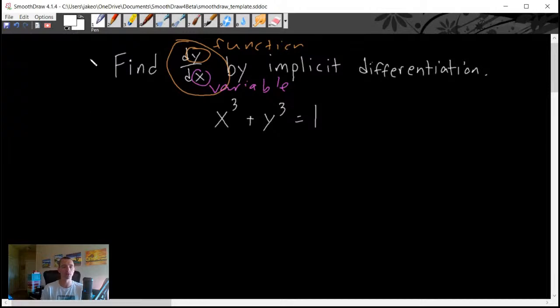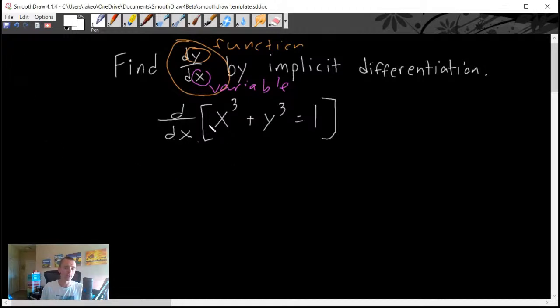First, let's just start with our first step, which is going to be the first step of any implicit differentiation problem: take the derivative of both sides with respect to whatever your variable is. So in this case, x is our variable. Whatever your variable is, you're going to take the derivative of both sides with respect to that. So in this case, the derivative with respect to x of both sides of our equation.